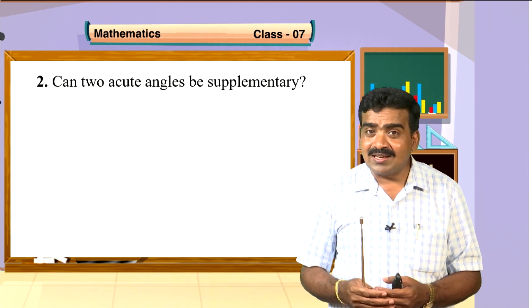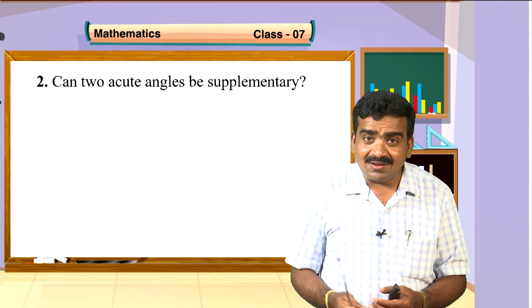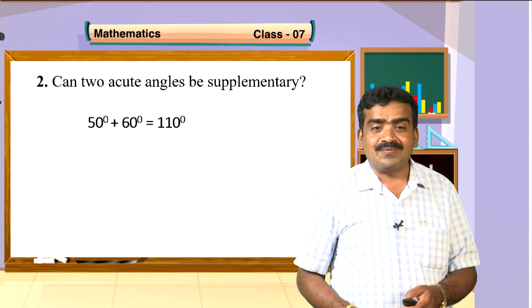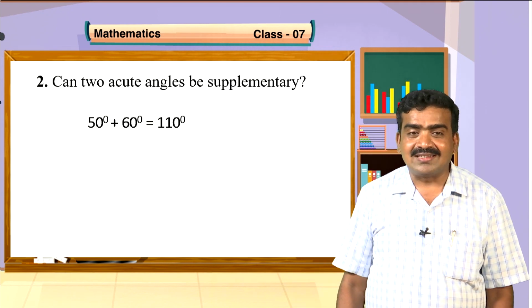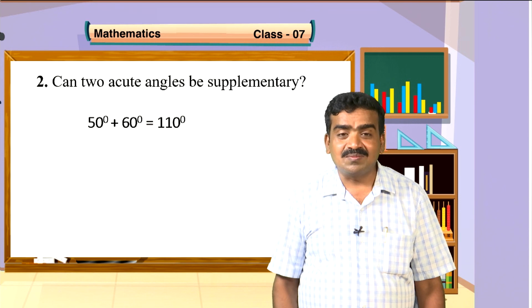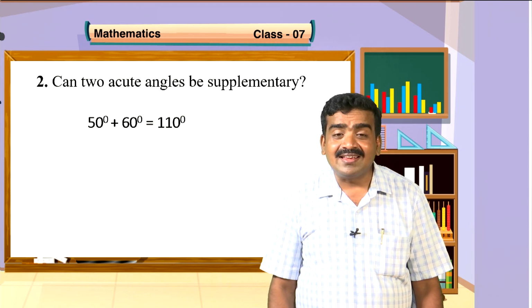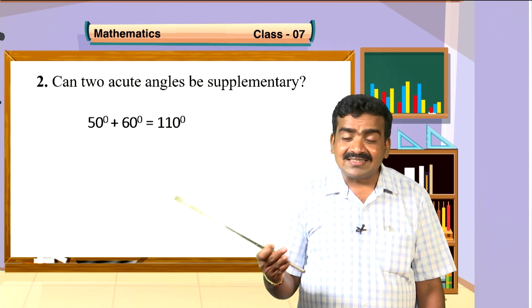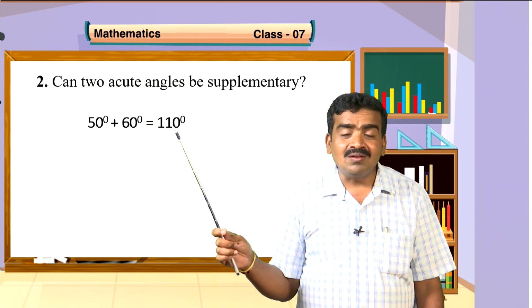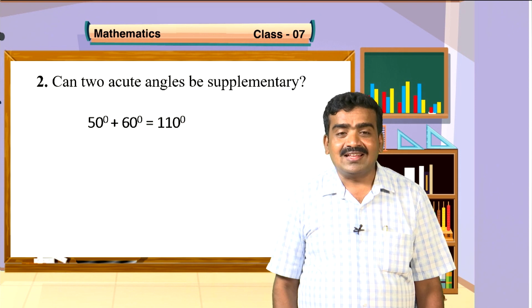Supplementary angles means if the sum of two angles gives us 180 degrees, then they are supplementary angles. Let us take two acute angles. One is 50 degrees, another is 60 degrees. What does their sum give us? 110 degrees. It is less than 180 degrees. These two will not form supplementary angles.